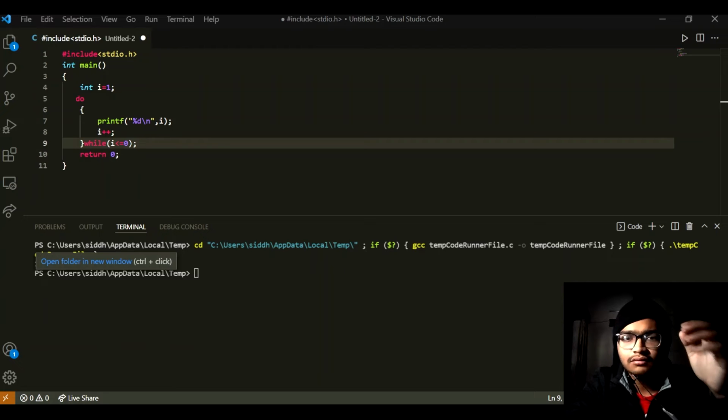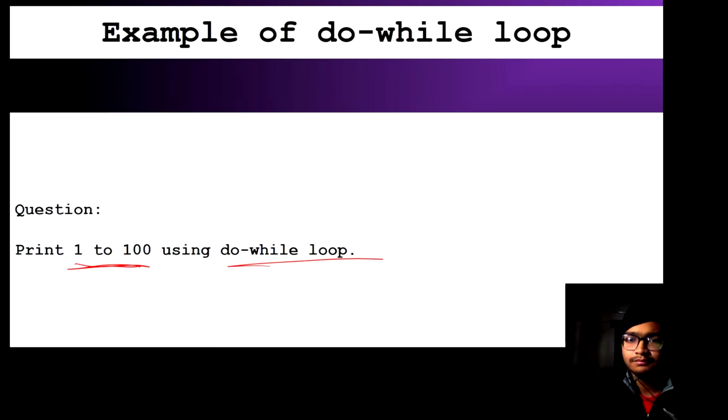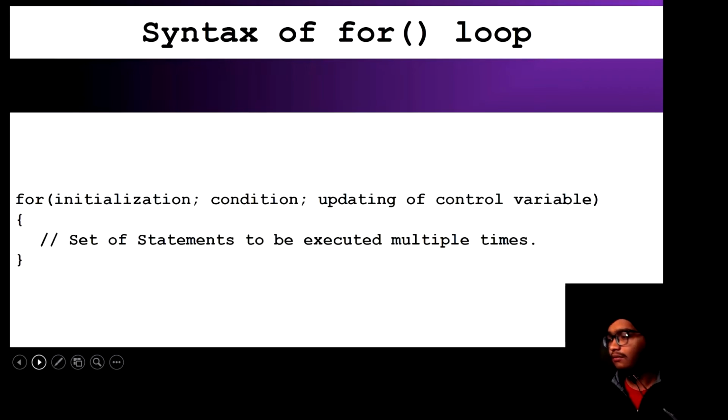Okay, now let's go to our theory part, and we will learn the last part of looping, which is the for loop. So we are back in our slides. Let's go to the for loop now. We have the syntax of the for loop. In the for loop, the initialization, the condition, and the updating of the control variable, we can do in a single line itself.